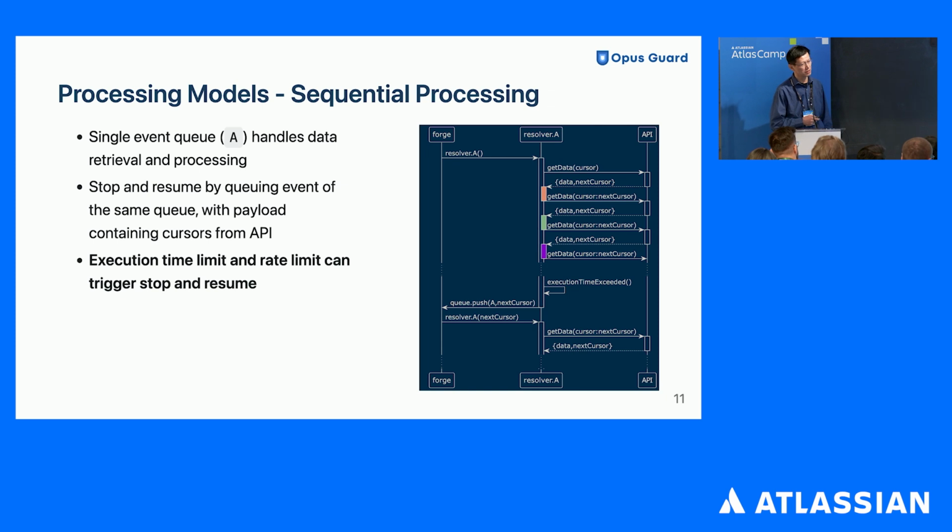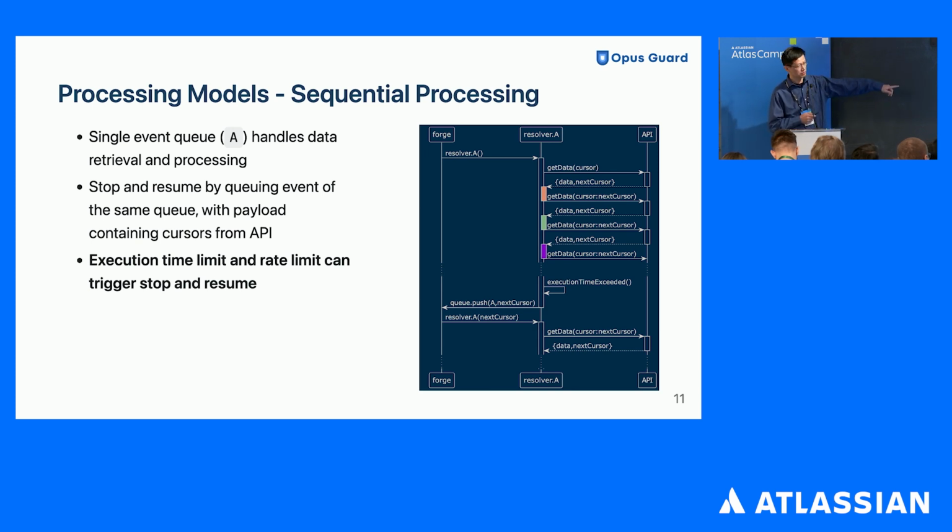On the left hand is the Forge platform. When the first event comes in, it will call the resolver at the top. This is a sequence diagram. The resolver A function will get called. It will call get data to reach the product API, and the product API gives you the data and the next cursor back. And you choose to process the data a little bit in those color bars in the resolver, executing whatever you want to do with the data. Then you go on to the next page, make another call to the API, get more data, and go on and on.